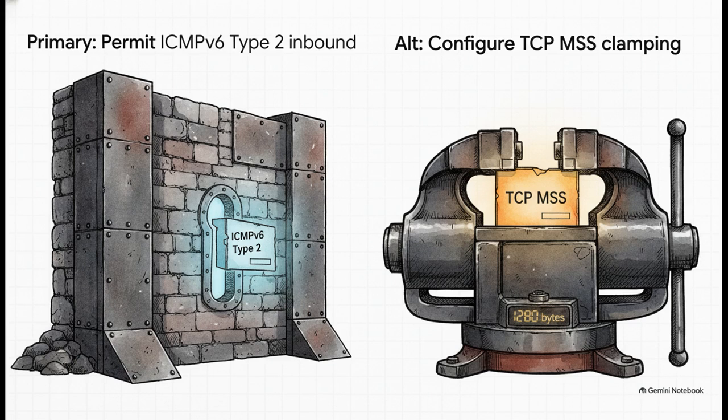Oh, and a quick, strict reminder from the source material. The IPv6 minimum MTU is 1280 bytes. Never, ever configure anything lower than that.